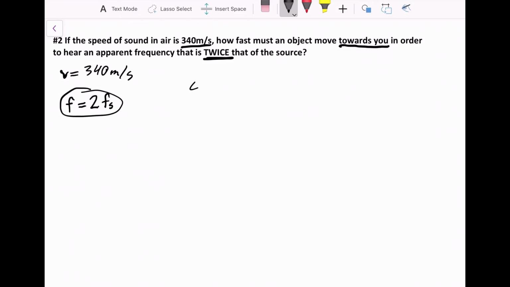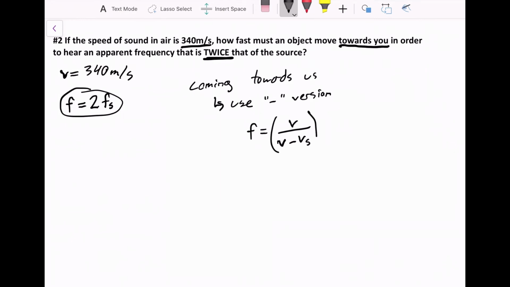But first of all, we've got something coming towards us. So think about this. Do we use the plus version or do we use the minus version? Well, just like in the last question, when we've got something coming towards us, we use the minus sign version, which shows frequency is equal to speed of sound divided by speed of sound minus speed of the source, times the frequency of the source. And in this case, we are looking for the speed of the source.